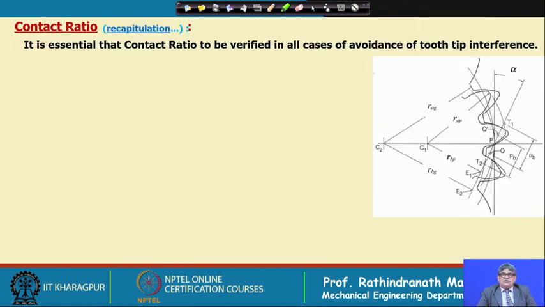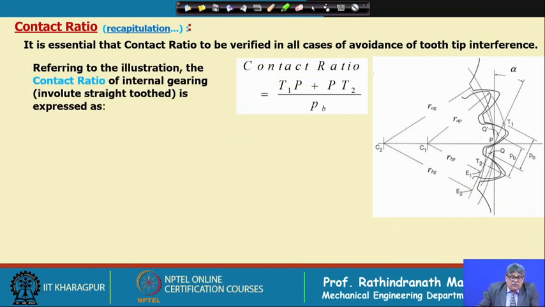But as I told, in each and every case when we are truncating or introducing gear tooth correction or center distance modification, we should verify the contact ratio. As we have already discussed earlier with reference to the figure of the internal gears, the contact ratio can be given by the summation of T1P and PT2. That means this distance from here to here plus here to here, one during engagement and the other during disengagement, divided by the base pitch, which is fixed whenever the pressure angle is chosen. PB will not change even if we go for corrections, but T1P and PT2 will change.